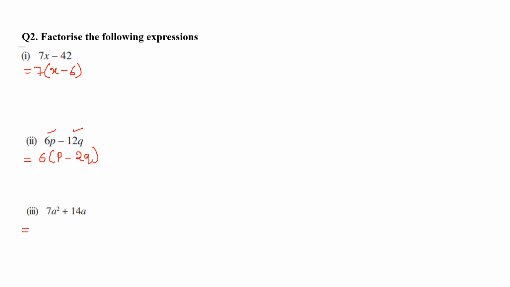Third one, the highest common factor of 7 and 14 is 7 itself. Now the variable a is present in both the terms, so you have to see the variable which has the lowest power; that will be the common factor. The lowest power of a is 1 in the second term, so that will be the common factor. If I take 7a common, from the first term I will be left only with a, and from the second term I will be left with 2. So this is the factorization.